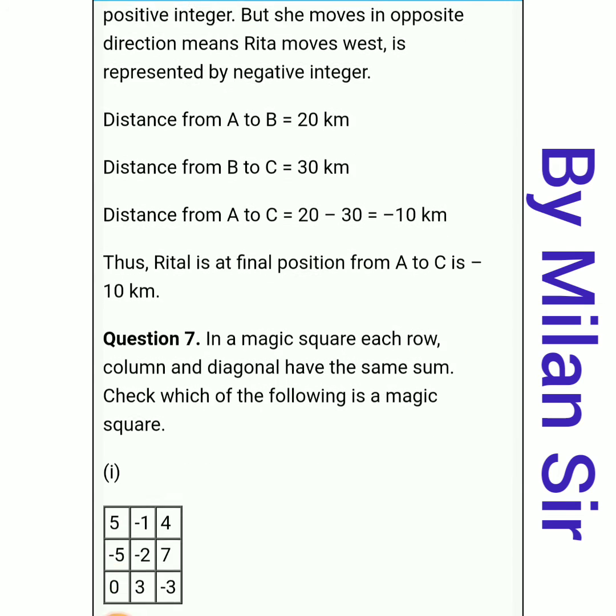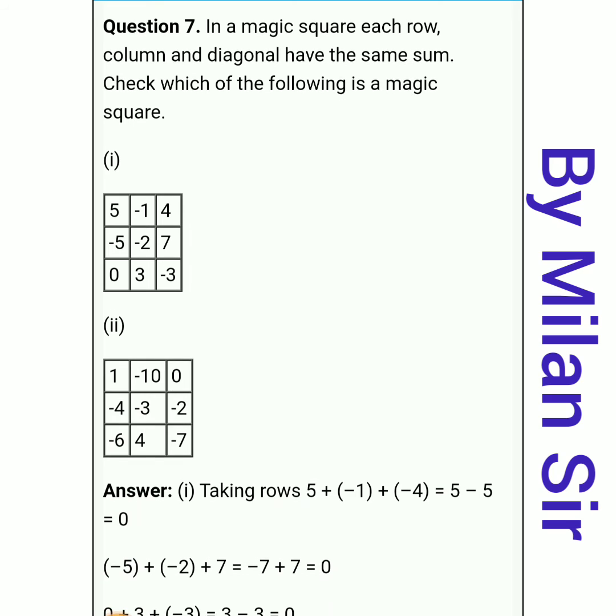Then next question, number 7. In a magic square, each row, column and diagonal have the same sum. Check which of the following is a magic square. We need to check whether this square is a magic square or not. It is called a magic square when we get the same answer in all rows, all columns and all the diagonals. Otherwise not.